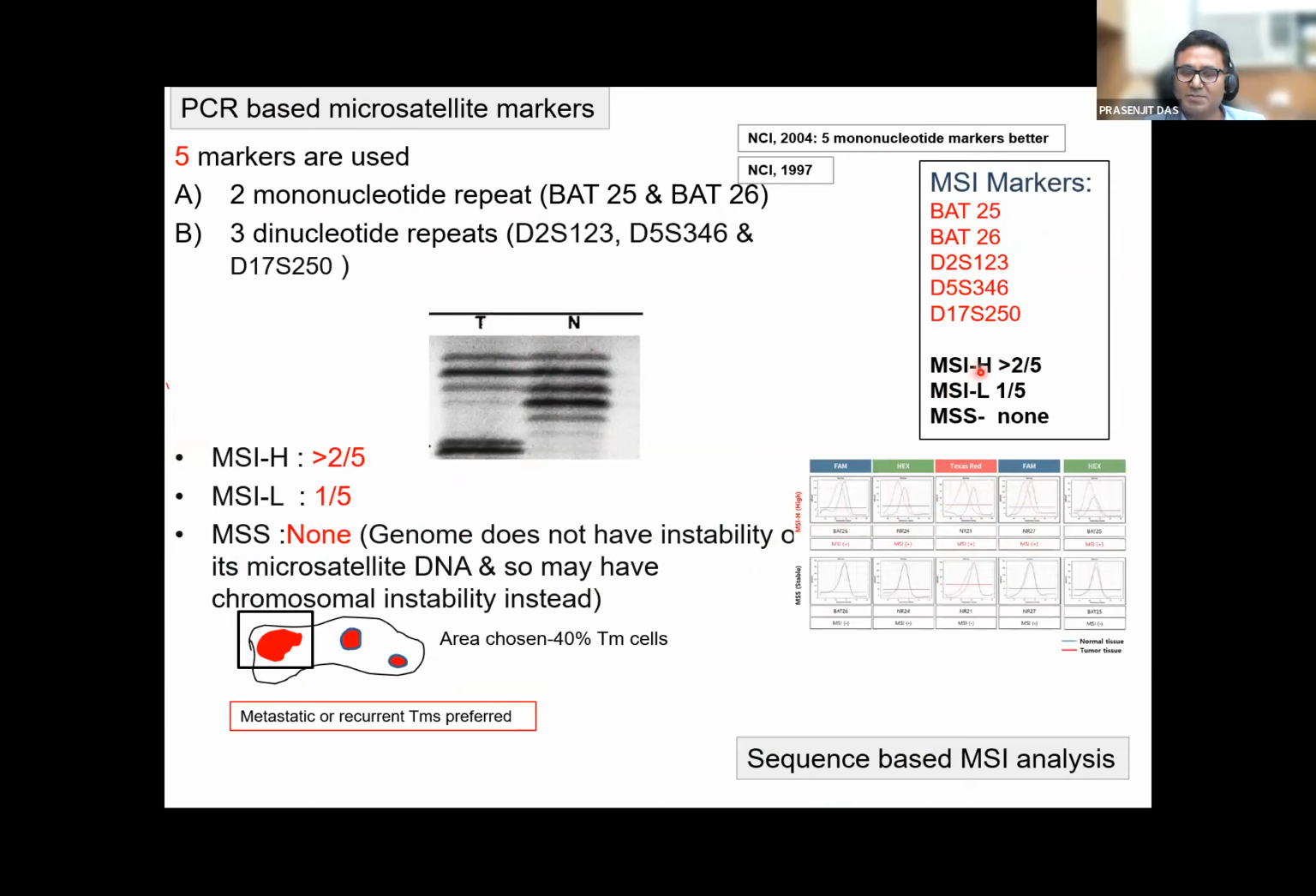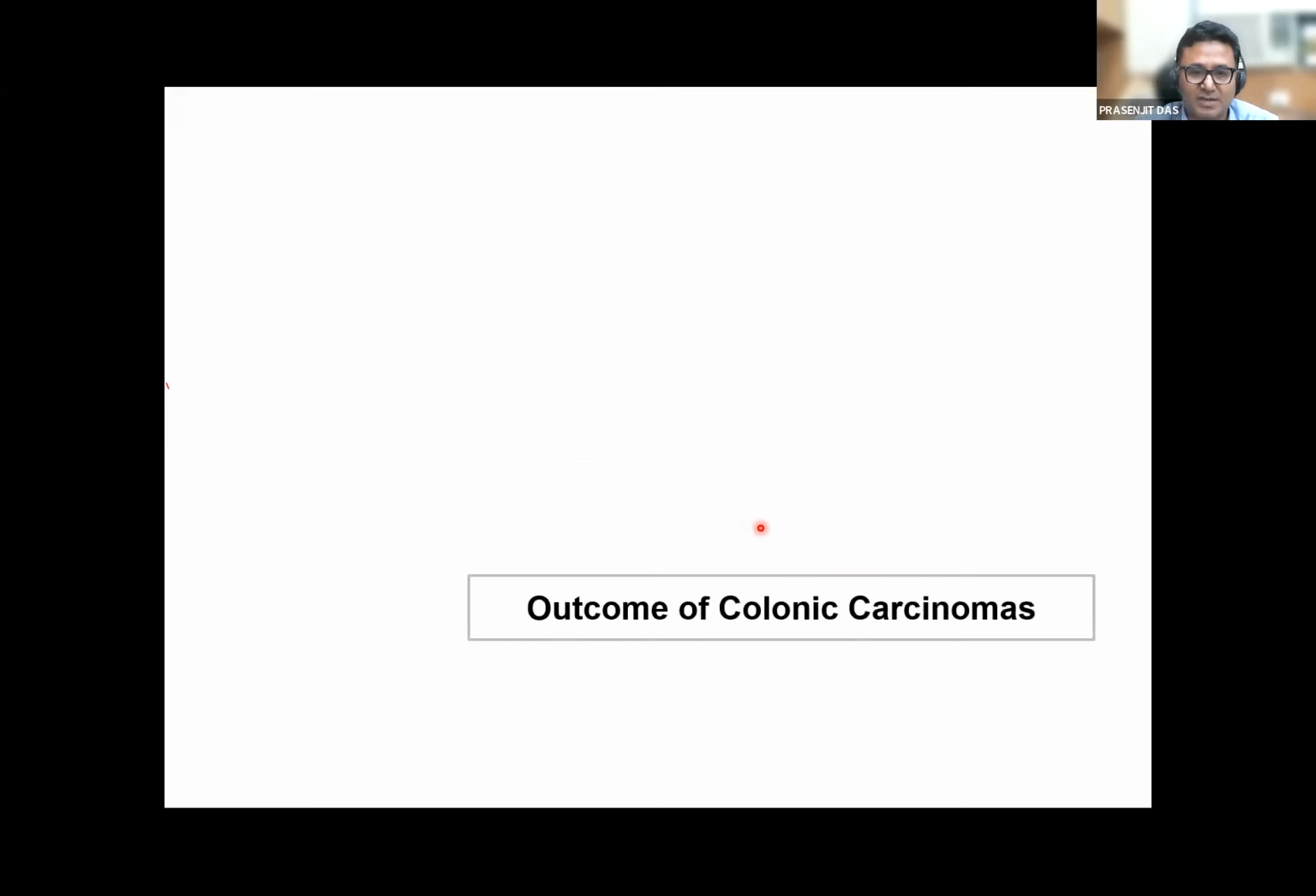If the deviation is present in at least 2 of these microsatellite markers, we call it MSI-H. If it is present in at least one of these markers, we call it MSI low. And if there is no abnormality or deviation present, we call it microsatellite stable. In recent guidelines, NCI says that it is better to use 5 mononucleotide markers, but the earlier panel is also good enough. So MSI-H, MSI-L and MSS terminology should only be used when PCR is done.